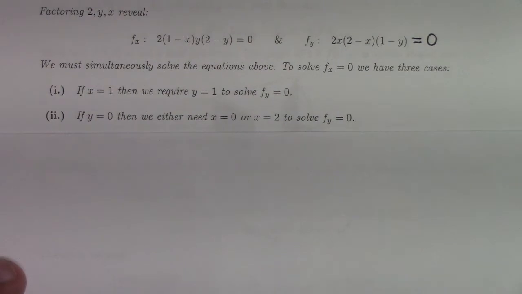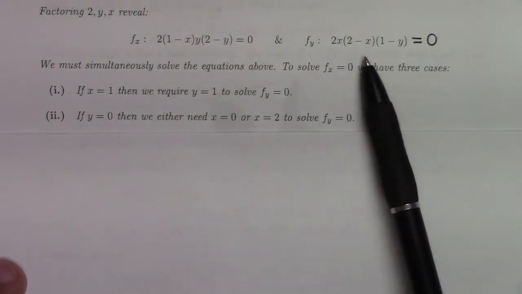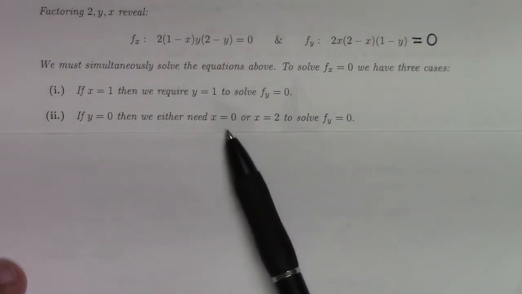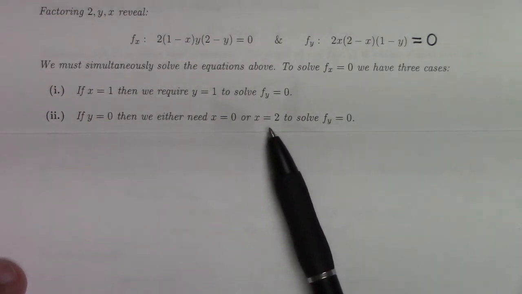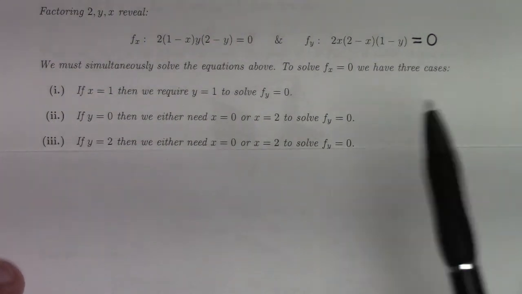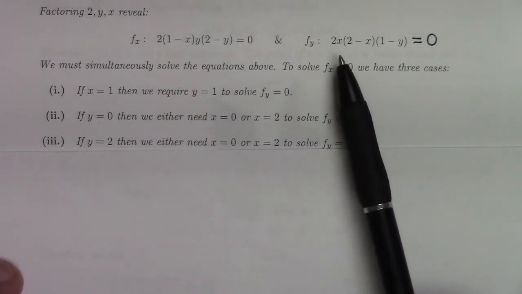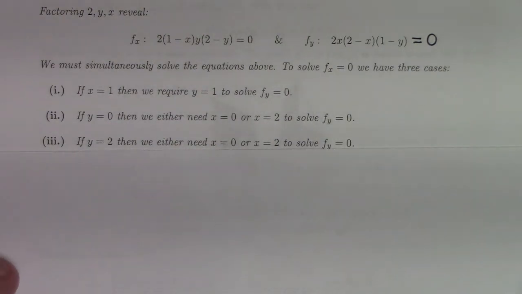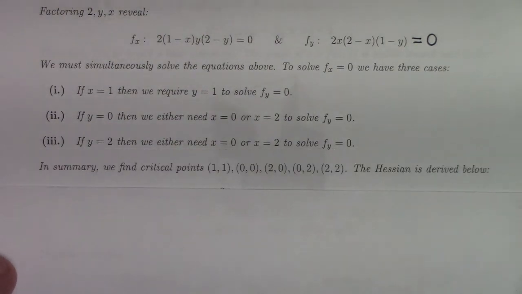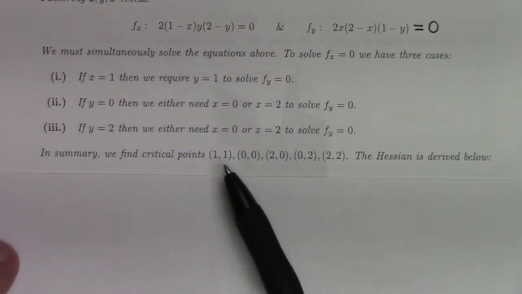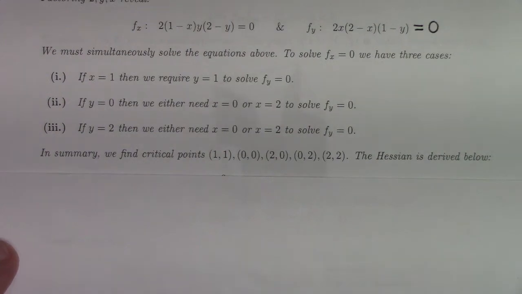If y equals 0, that fixes this one, right? But then over here, we've got x times (2 minus x) equal to 0. So we either need x equal to 0 or x equal to 2, right? Third, if y is equal to 2, we either need x equal to 0 or x equal to 2 again to solve that. So you put it all together, you got critical points (1, 1), (0, 0), (2, 0), (0, 2), and (2, 2). 1, 2, 3, 4, 5 critical points.